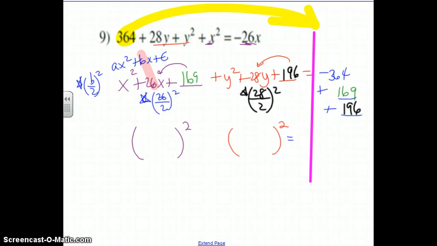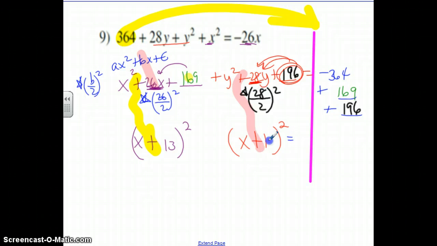The next thing I want to do is look at how to complete this square. Instead of looking for factors of 169 that add up or differ by, I just know it's half the middle term. So half of 26 is 13, and I'm just going to keep the sign, so I keep that plus sign. Likewise over here, I'm going to keep this sign as a plus. And for half of 28, I don't need to find factors of 196 that add up. I know it's going to be half of 28, which is 14.